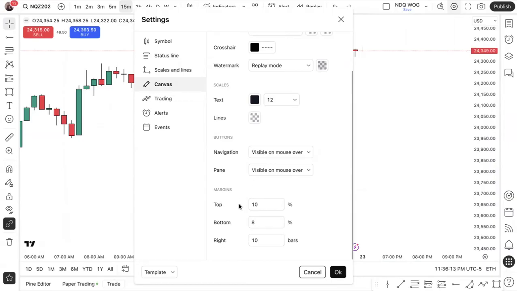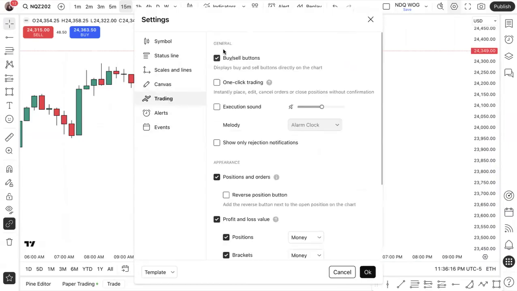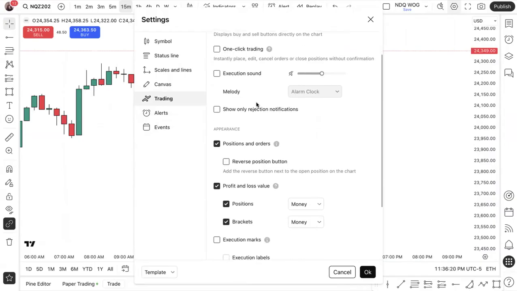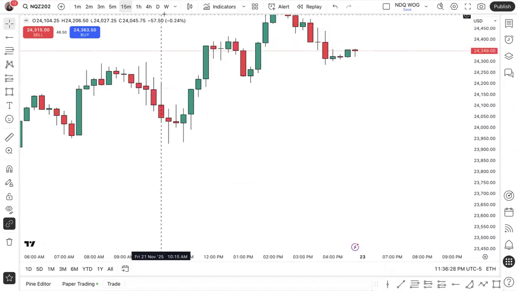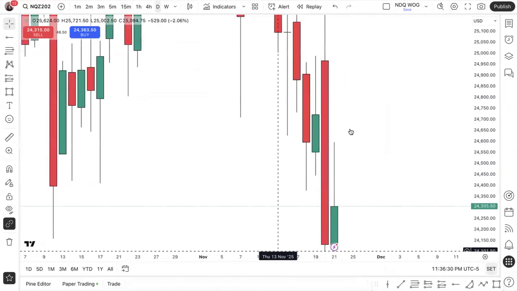Pane is here. These stay the same. Trading, buy sell options, one click. You could do that if you want. Appearance is going to be positioned in orders. Execution marks is just going to have your arrows. Alerts is if you want to set an alert. But that's the overall setup when we're trading.